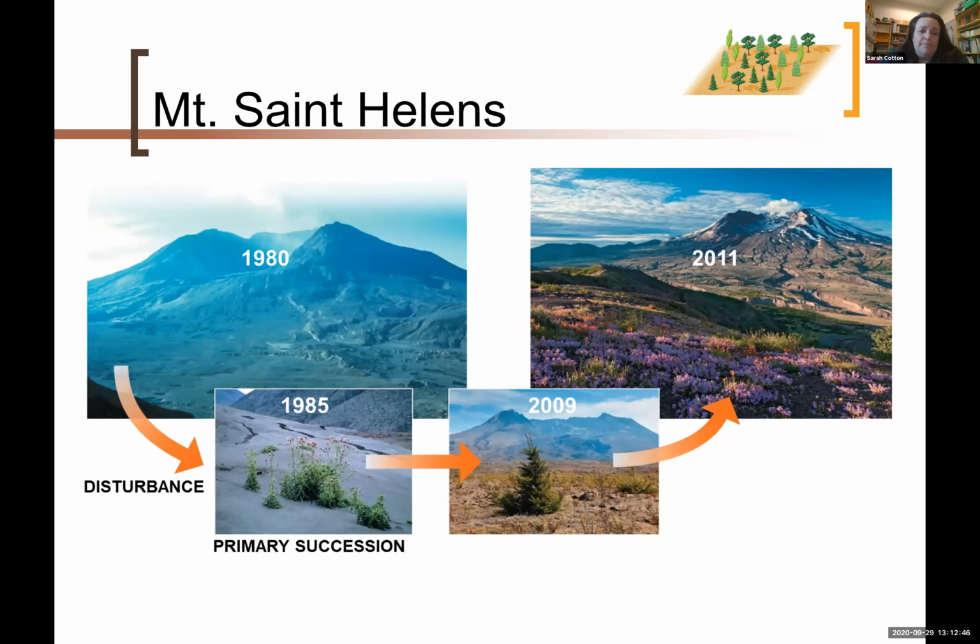So another fantastic example of primary succession. Glacier retreat is one. Another really good one is volcanic eruptions. And so we're going to talk about Mount St. Helens because your book talks about that, and it's a little more local. But another really extreme example would be to think about the Hawaiian Islands. So where did the Hawaiian Islands come from?